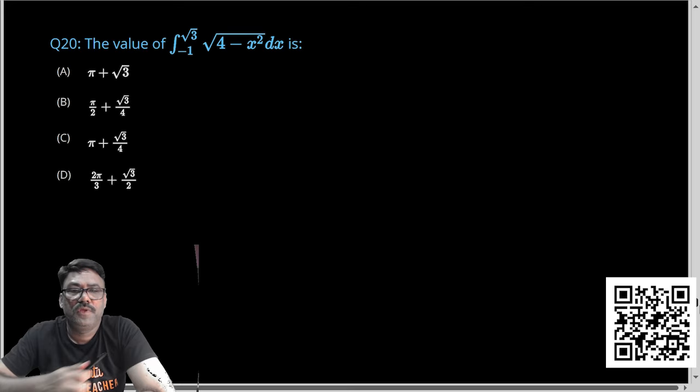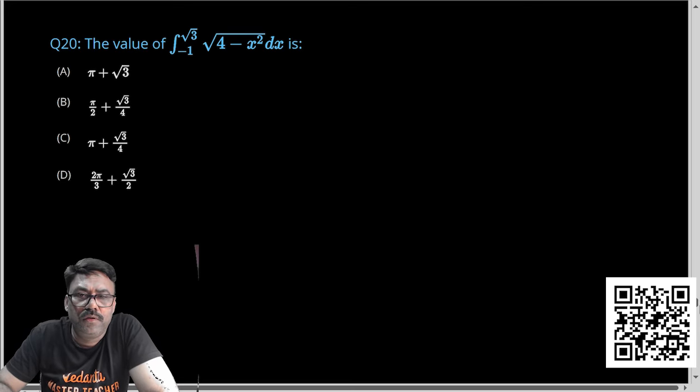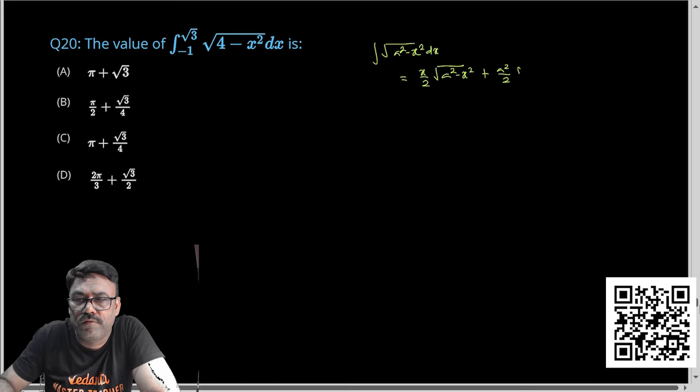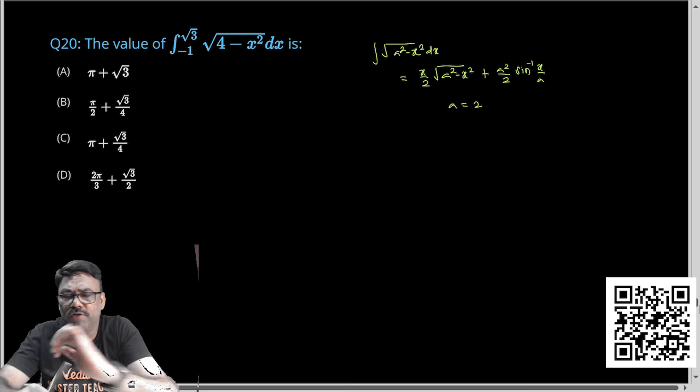Question number 20. Very simple integration. Just use the formula for the integral of under root a square minus x square dx. I will not waste my time here. This formula is x by 2 under root a square minus x square plus a square by 2 sine inverse x by a. So just use this formula. A is 2 here and put the limit. You will get your answer.